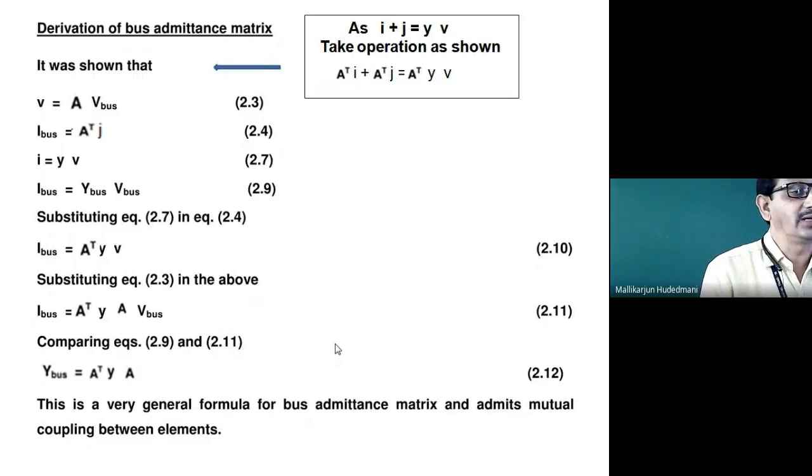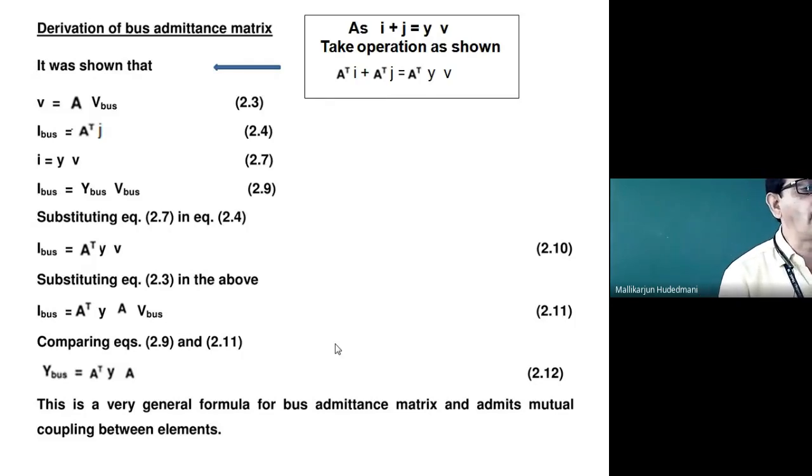Then the second term, A transpose J, won't go to 0 when I apply KCL to the particular element. Then that is represented as I bus. Then we know from Ohm's law in admittance form, I equal to admittance into voltage, I equal to Y into V, like I equal to V by Z in impedance form. The same thing is written in admittance form as I equal to Y into V, where Y is 1 by Z. So from this, if I use the subscripts of that representation, I to I bus, Y to Y bus, and V to V bus, you can see that equation followed by that.